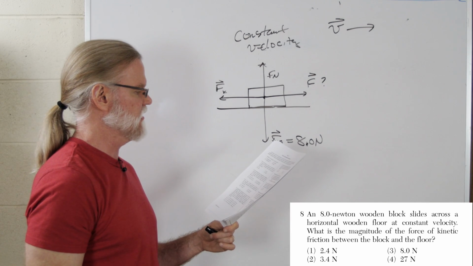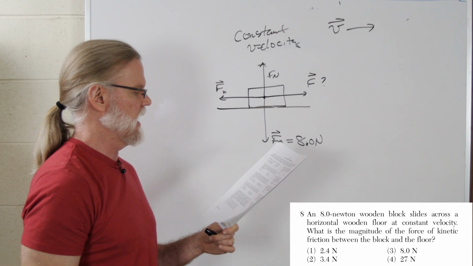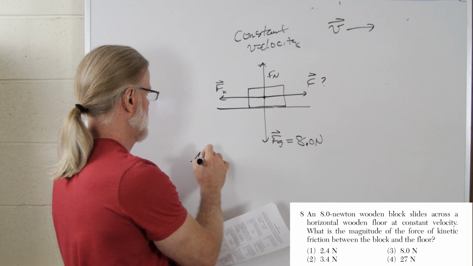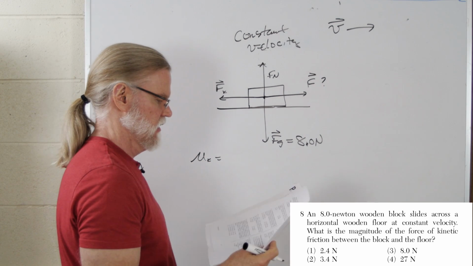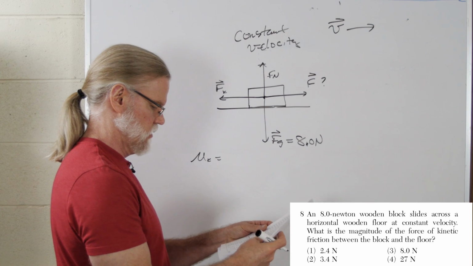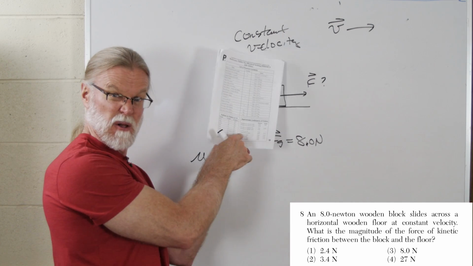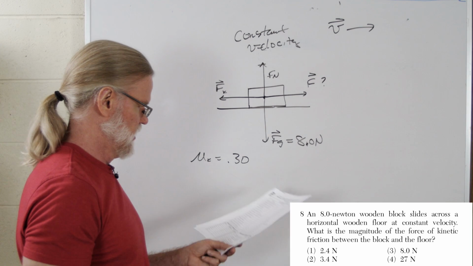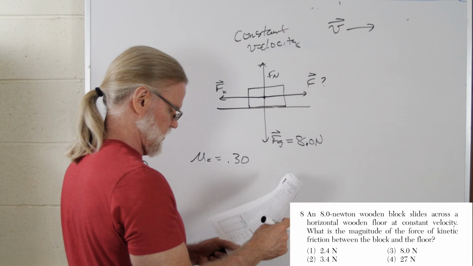All right. Well, they gave us a lot of information. They said a wooden block on a wooden floor. So we have the coefficient of friction of a wooden block on a wooden floor on the front of my reference table right there. 0.30 is the coefficient of friction. No units because it's a ratio of two forces.